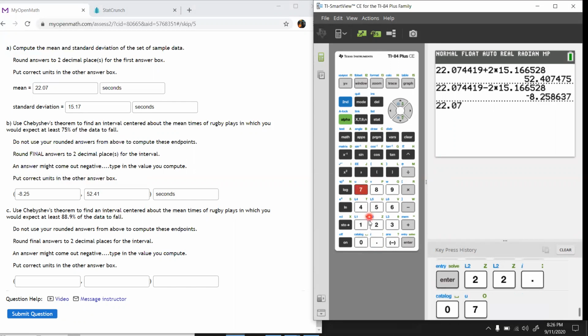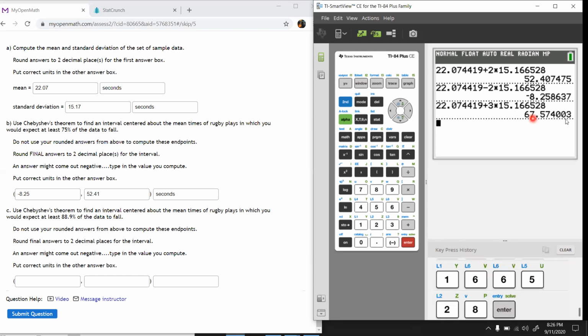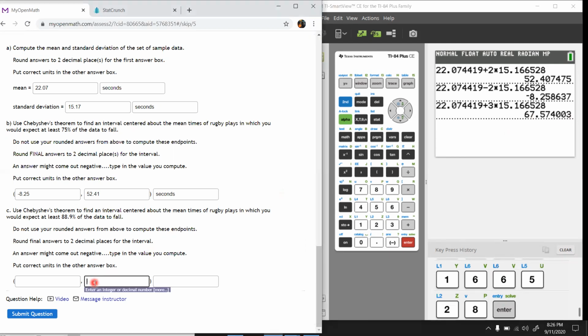22.074419, and I just start with the upper limit first, plus 3 times 15.166528. That will be the upper limit. And that is 67.574003. So that's the upper limit. I can put it right here. 67 point, and round it to 2 decimal places, it will be 57.